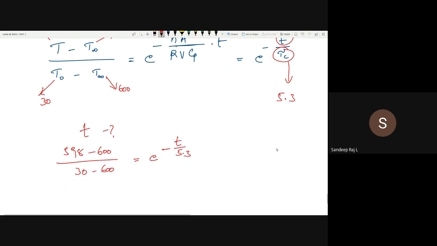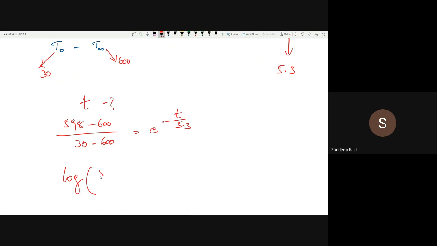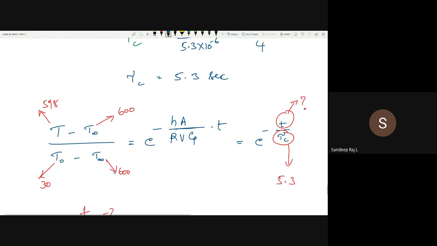In this, the only unknown is t, you have to calculate it. Okay, you can apply the log on both sides. So what you get here is log of (598 minus 600) by (30 minus 600) is equal to minus t by 5.3 into log e to the base e, which is actually 1. So the only unknown is t. You can find out the t value. This t value will be around 30 seconds. So that's how you'll find out the t here and tau C here. I hope it is clear to you. If you have any questions, please ask me.